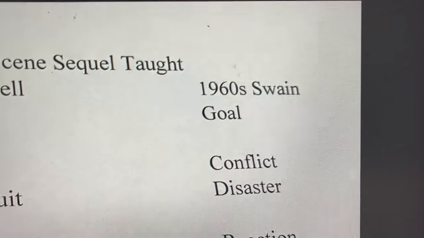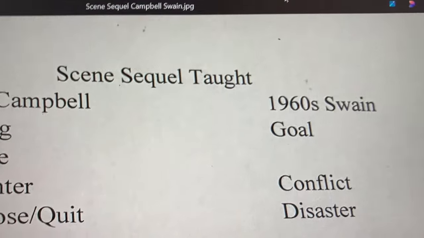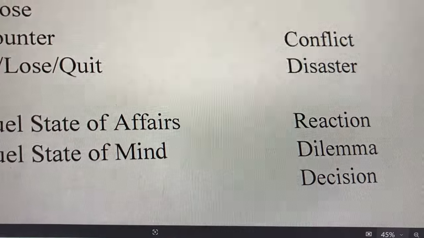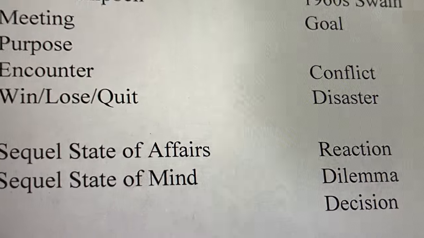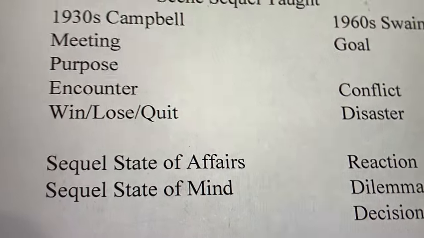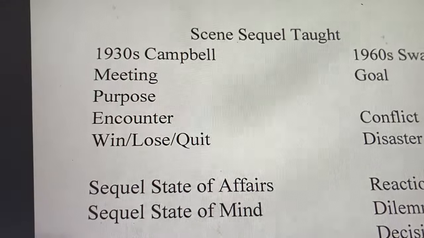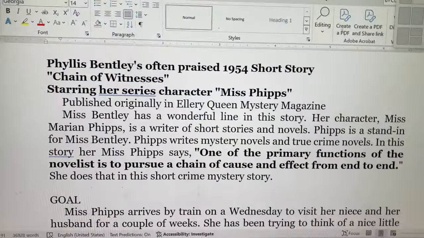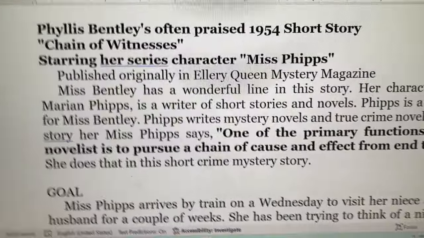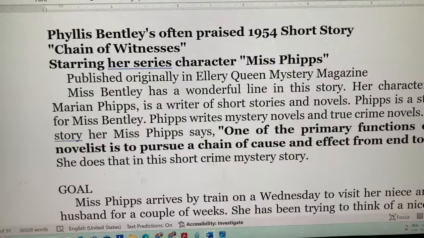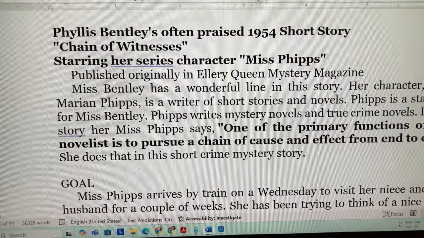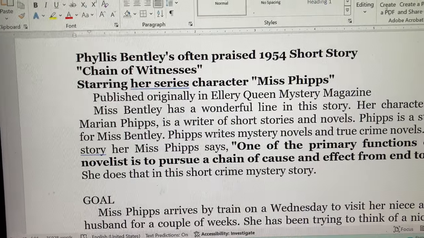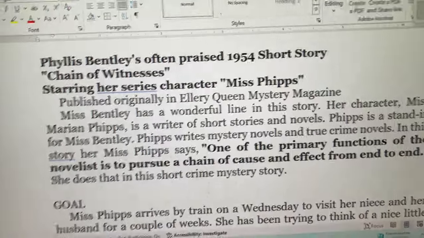Swain in the 60s modified that to the scene: goal, conflict, disaster, and sequel: reaction, dilemma, decision. Now, I said there are five different types, and these were all written for writing short stories. And Phyllis Bentley, a great writer who wrote at least one masterpiece, Inheritance, later in life wrote, I think it was 17 short stories.